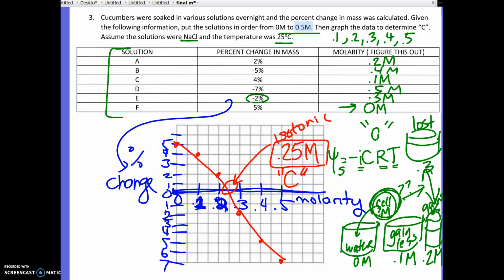Because in theory, it wouldn't gain or lose weight in that molarity. What we're basically saying is we think the cucumbers are 0.25. So if I repeated this experiment and put my cucumbers in 0.25, my prediction is they wouldn't gain or lose. It would be exactly isotonic.